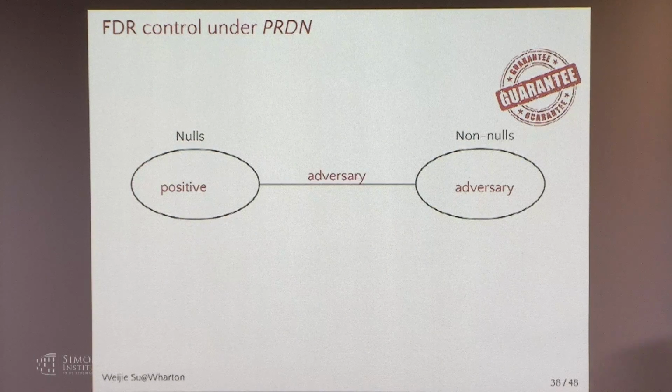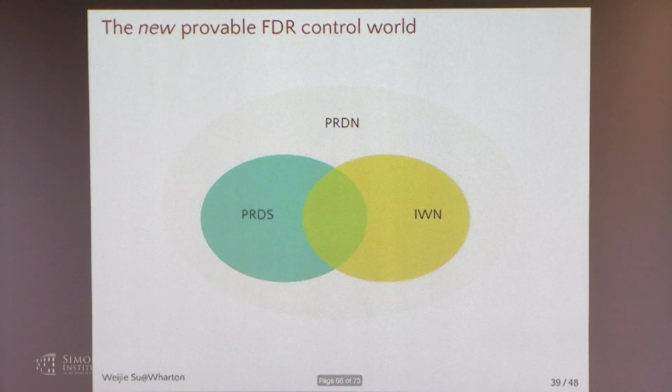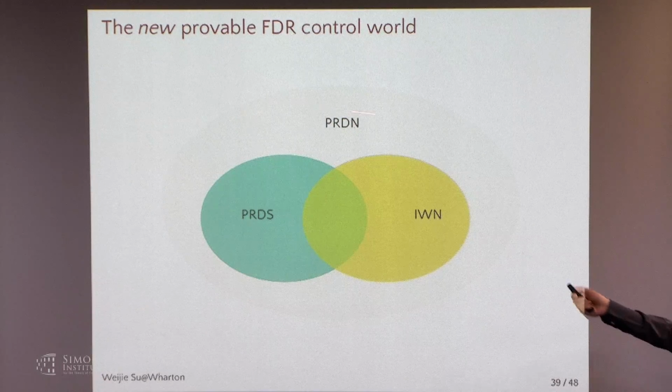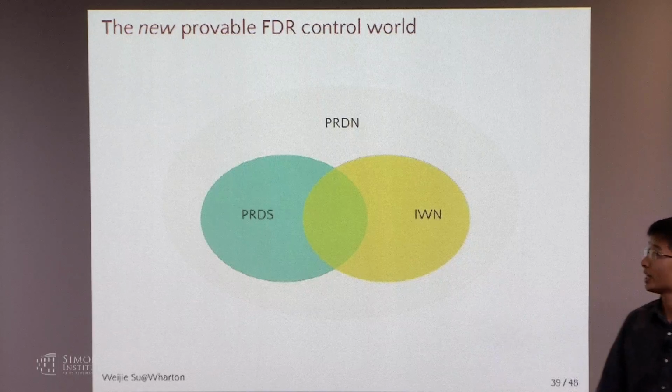And now this is our current FDR control world. We basically allow both parts to be adversarial, and within the nulls to be independent or positively correlated. So we take a kind of big union, and this is our provable FDR control world.